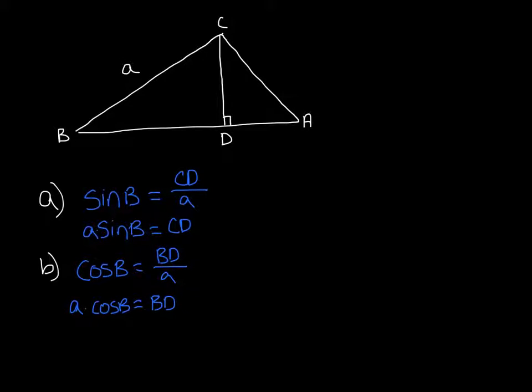So part C is probably my favorite part of this problem. They give us an expression: A times sine B all squared plus A times cos B all squared. And they ask us to simplify that. So let's just try and simplify and see what happens.